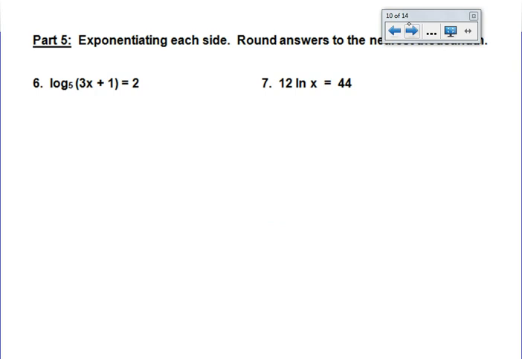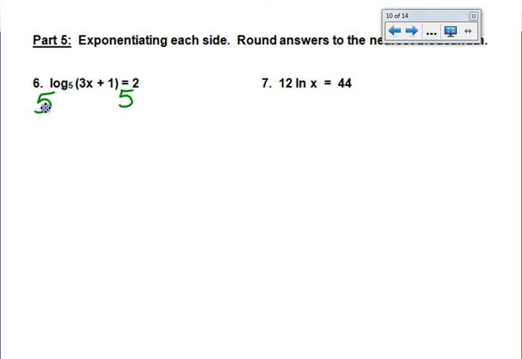This technique is going to work when we have a logarithm equal to something other than a logarithm, and it's called exponentiating, because exponential functions and logarithms are inverses of each other, so they're going to cancel each other out. So what you do is identify the base of the logarithm. When I look at number 6, the base of your logarithm is a 5. So we're going to take a 5 and kind of shove it up underneath the problem.